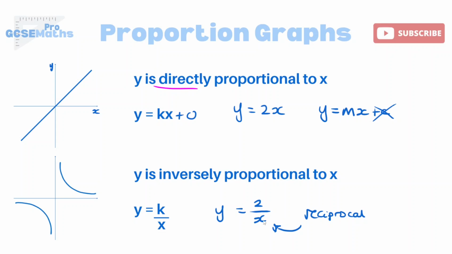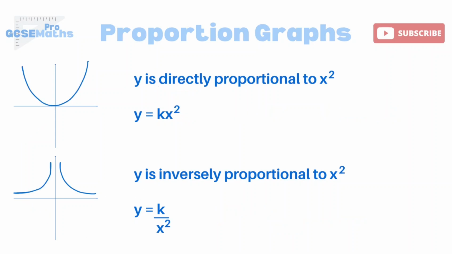So we're just trying to connect the dots here. Different parts of the syllabus that you might not have thought overlap, they actually do. So that's a reciprocal graph for inverse proportion. And the last 2, I have seen them ask when you've got x squared as well.